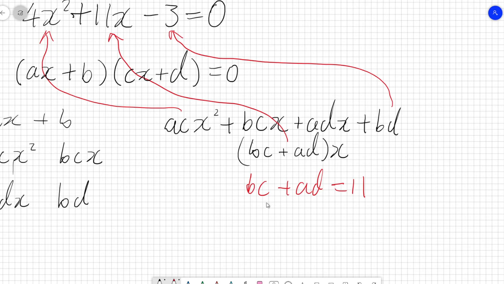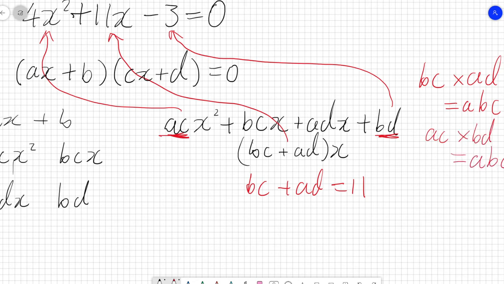But there's one thing we can exploit. If you look at this, what's BC times AD? It's just ABCD, isn't it? So where else can we find this product? Can you see that the lead term is AC, and then the final constant term is BD? So if we multiply AC times BD, it also equals ABCD.